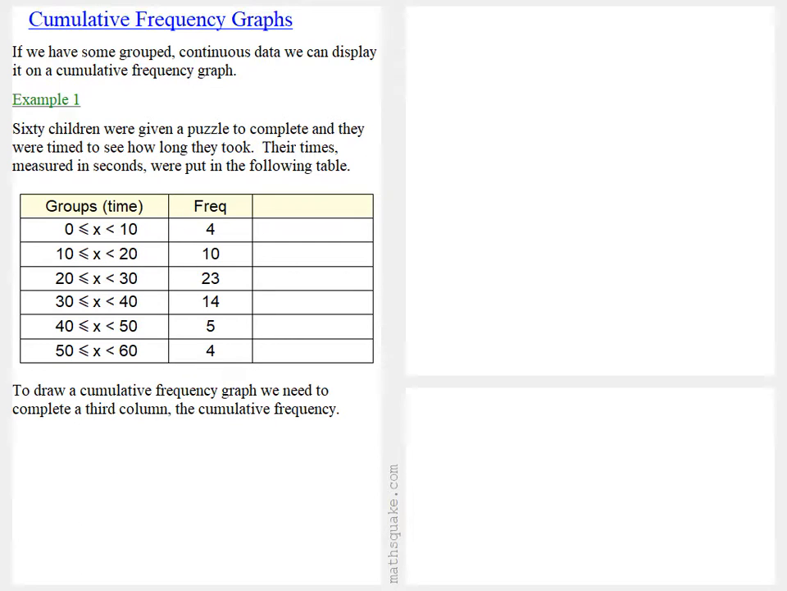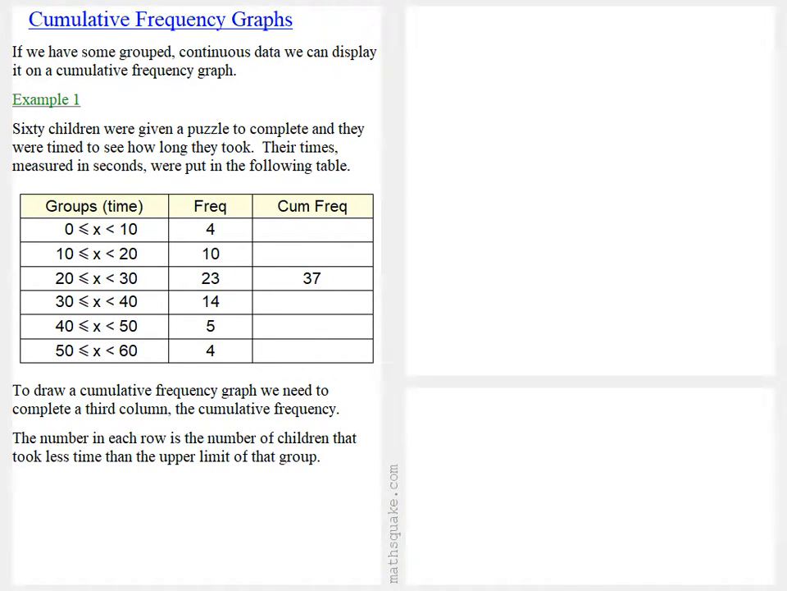What we need to do is complete a third column called the cumulative frequency. The cumulative frequency on any row is equal to the sum of all the frequencies on that row and above. So for example, on the third row, the frequency is 23 and the frequencies above are 10 and 4. So the cumulative frequency is 23 plus 10 plus 4, which is equal to 37.